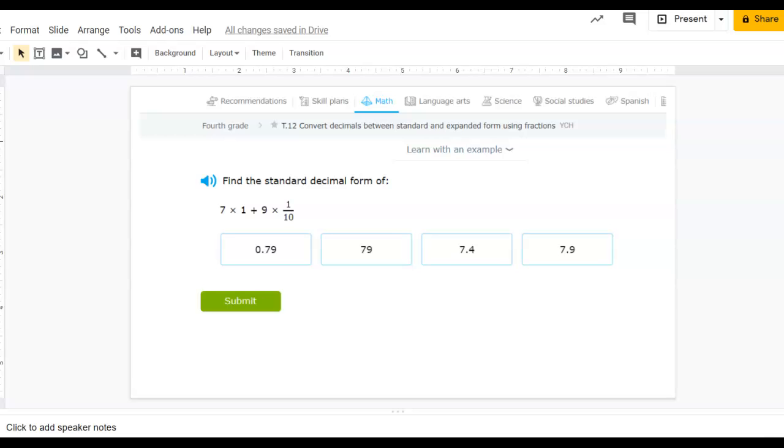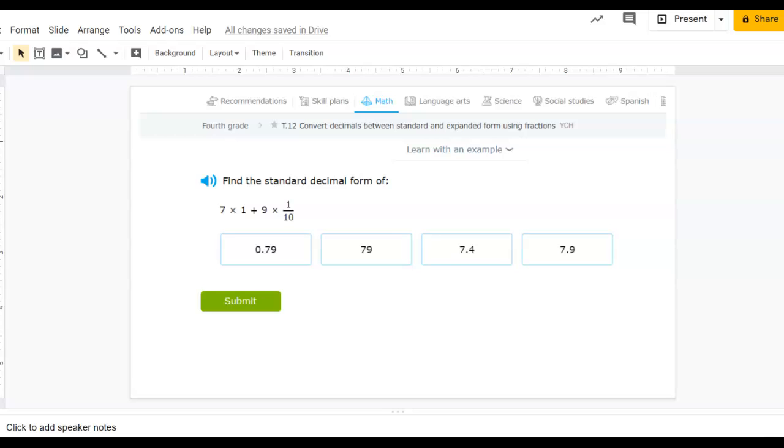For today's assignment, we just got done watching a Khan Academy video telling us how to convert decimals between standard and expanded form using fractions. Today our assignment is T.12, and here's one of the examples of what you're going to be working through today.